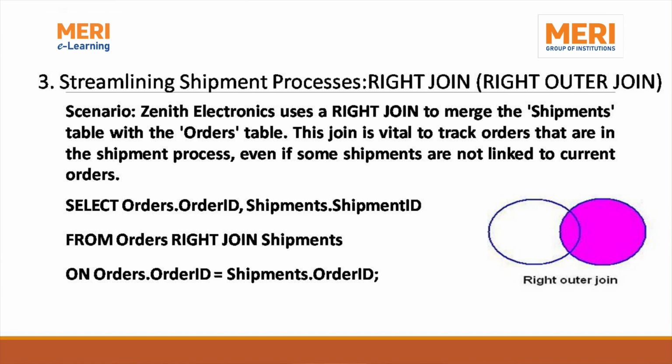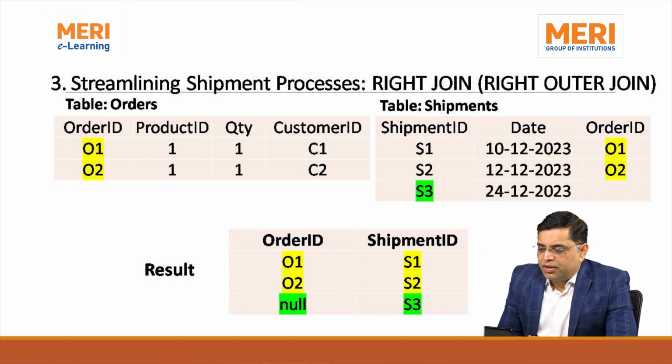The query selects the order ID and shipment columns from both tables and returns them as the result set. Now let's discuss this with another example. We have two tables over here, orders and shipments.